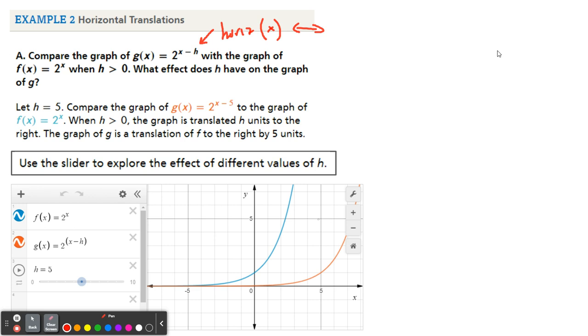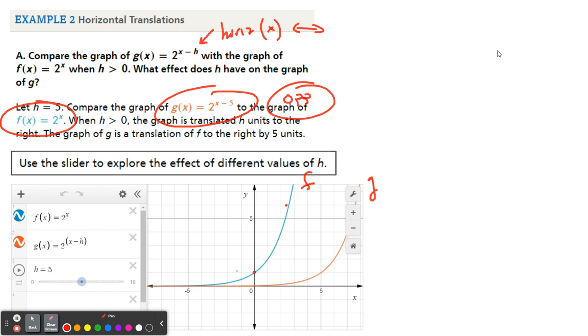Now, they have us compare two graphs, and it's already done for us down here. So f of x equals 2 to the x, that's the blue graph here. So this is f of x. And then g of x equals 2 to the x minus 5, and that's the red graph here. Notice that it says minus 5. So you would think that would mean to the left 5. But remember, if it happens to the x, it's opposite of what you think. So minus 5 actually means you go to the right 5.